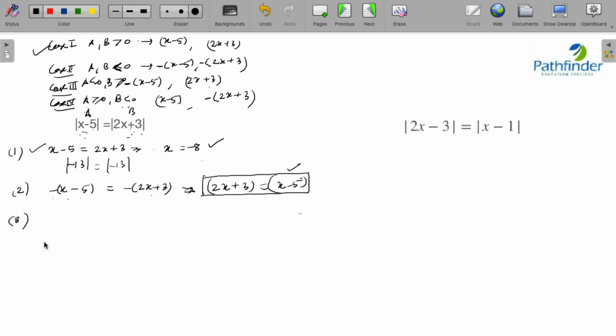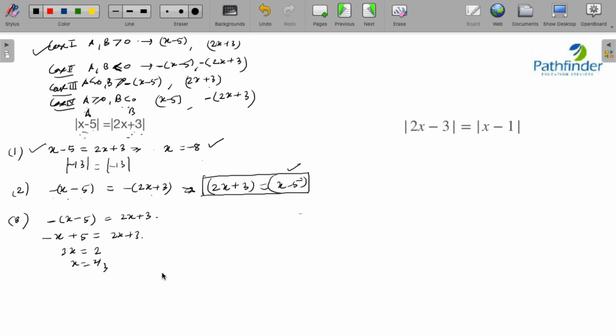Now let us take the third case in fact, a less than 0 and b greater than or equal to 0. If a is less than 0, you will have a minus sign outside x minus 5. So minus of x minus 5 is equal to 2x plus 3. So minus x plus 5 is equal to 2x plus 3. So 3x is equal to 2. So x is equal to 2 by 3. Now is this an acceptable solution?